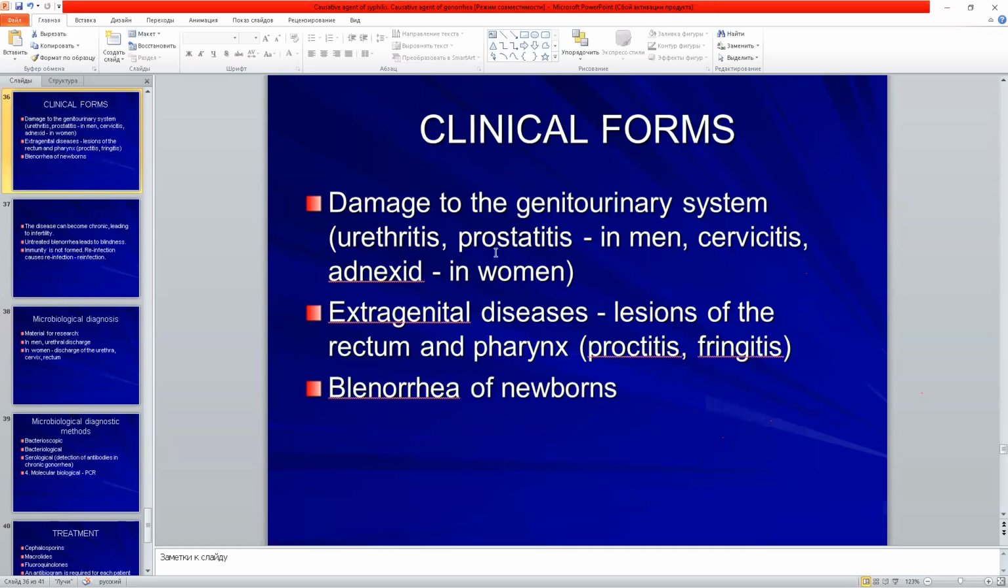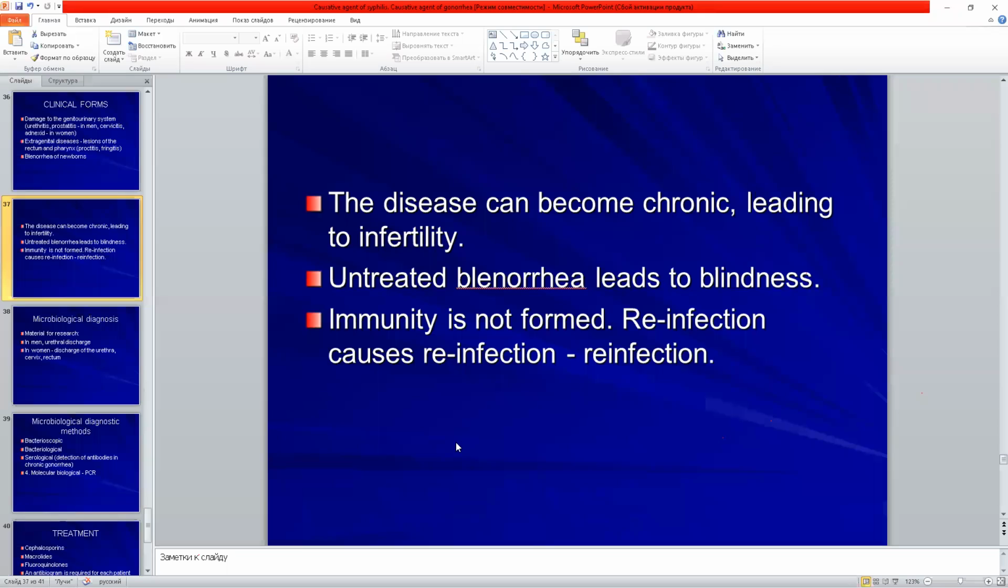Clinical forms. They cause damage to the genitourinary system: urethritis, prostatitis in men, cervicitis, adnexitis in women, and extragenital diseases, lesions of the rectum and pharynx, proctitis, pharyngitis, and venereal of newborns, and conjunctivitis of adults. The disease can become chronic, leading to infertility. Chronic inflammation of reproductive organs leads to infertility sometimes. Untreated gonorrhea and untreated venereal conjunctivitis lead to blindness.